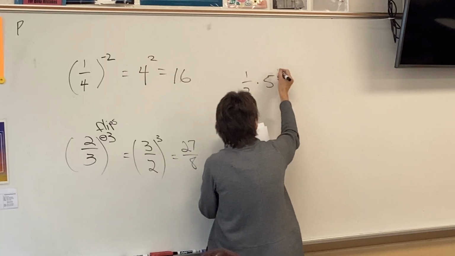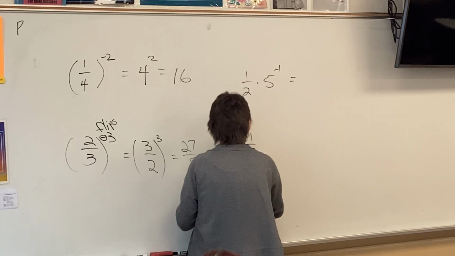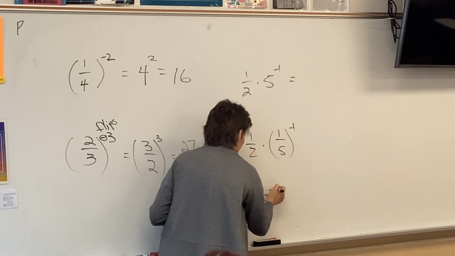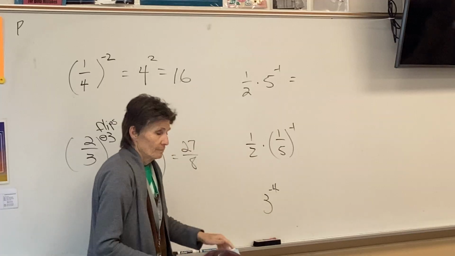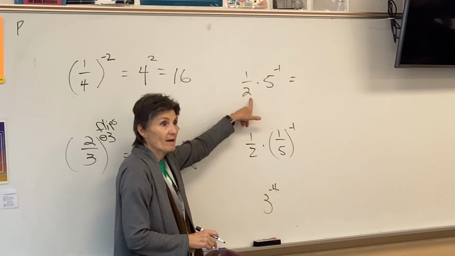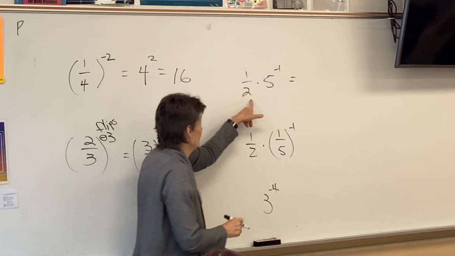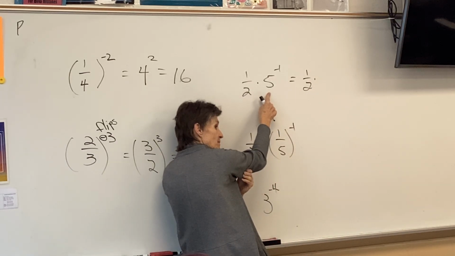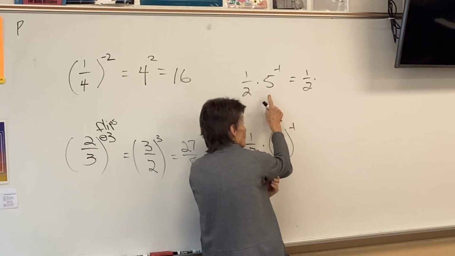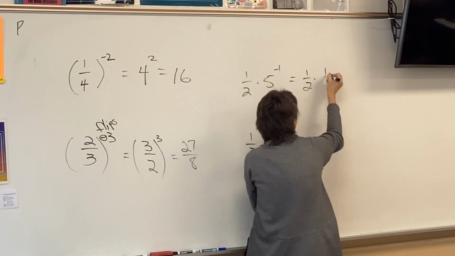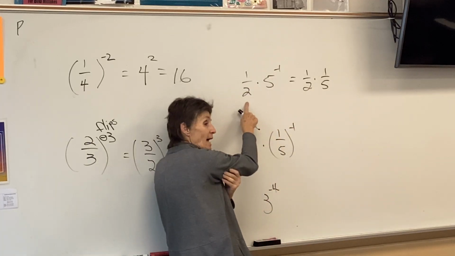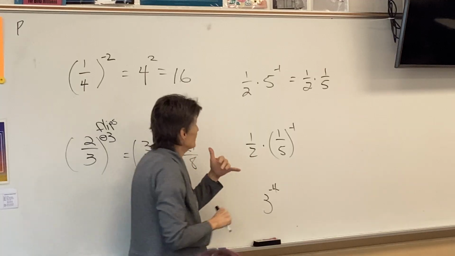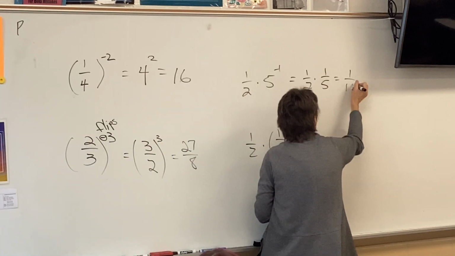1/2 times 5 to the negative first. The 1/2 doesn't have the exponent, so it just stays 1/2. But what happens to this? What's 5 to the negative first? 1/5. So now I have my 1/2 that I started with and my 1/5, so 1/10.